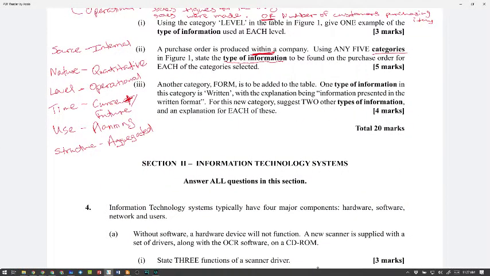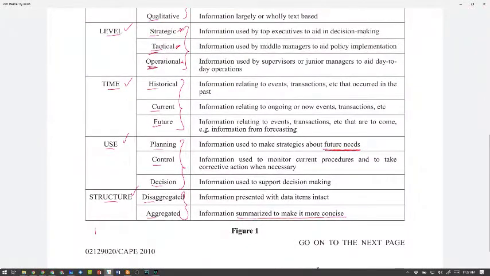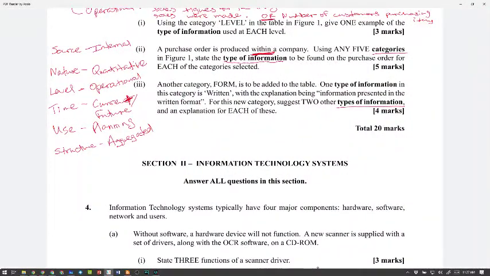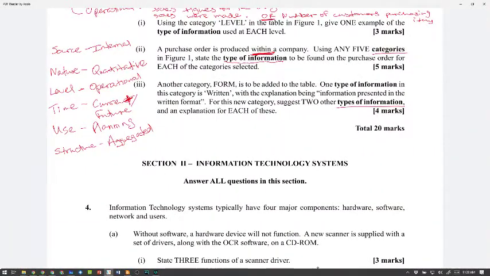Another category, form, is to be added to the table. One type of information in this category is written, with the explanation being information presented in written format. For this new category, suggest 2 types of information for each of these. So they add a category to the table called form, and one type of information is written. So what are the other 2 types that they could put, with an explanation?